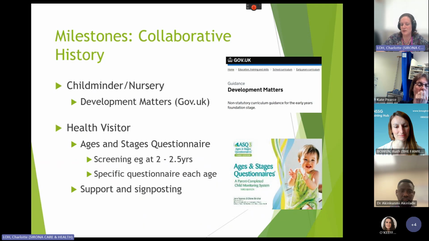They also have specific questionnaires at each age, so the health visitor can give them the specific age questionnaire so they can measure against it. It just helps to provide a bit more information. The health visitor also can provide lots of support and signposting and some ideas about how to improve development in different areas. So they're great to have on your side.